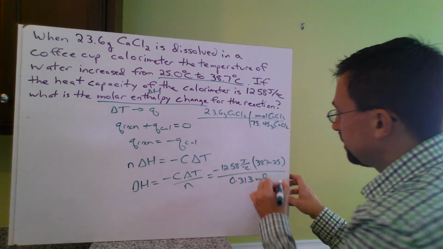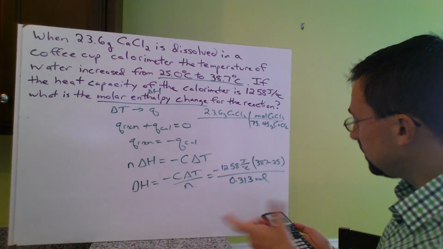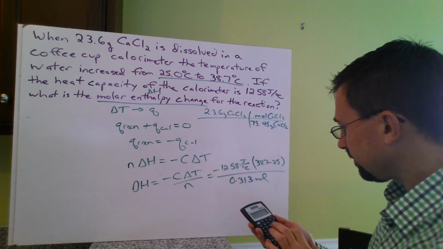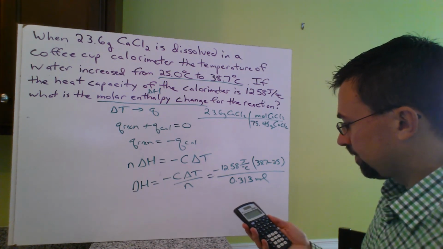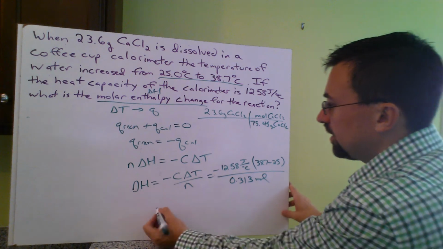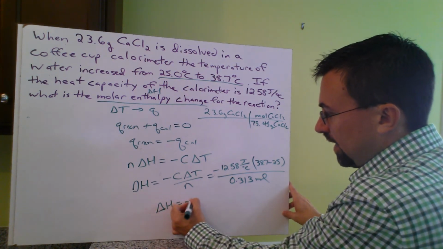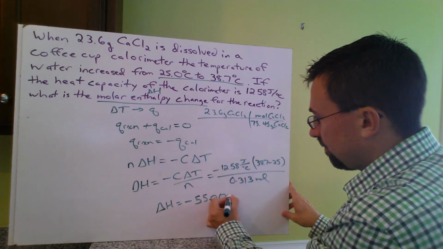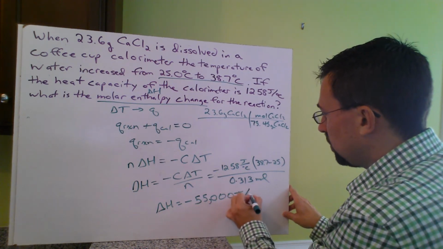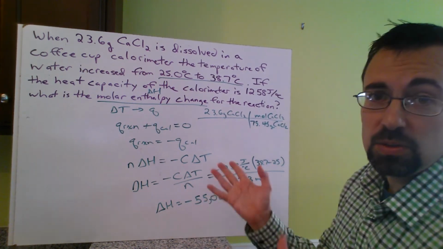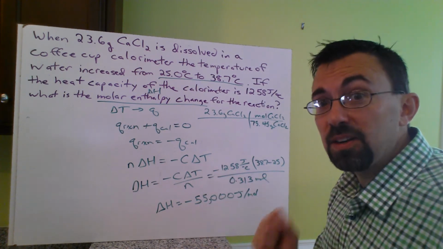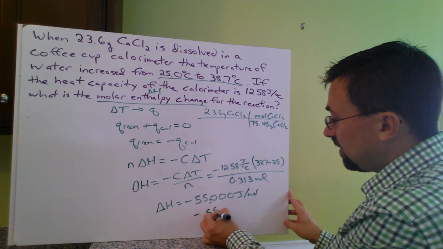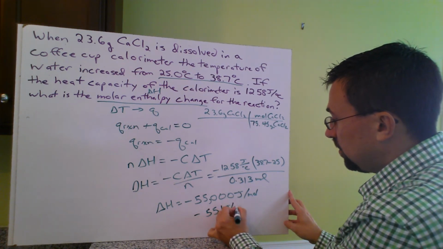.313 moles. And the rest of this is just plugging and chugging. And I get, for my answer, negative 55,000 joules per mole. That's huge. I don't know what 55,000 looks like, but I know what 55 looks like, so let's convert that. So that's going to be negative 55 kilojoules per mole.